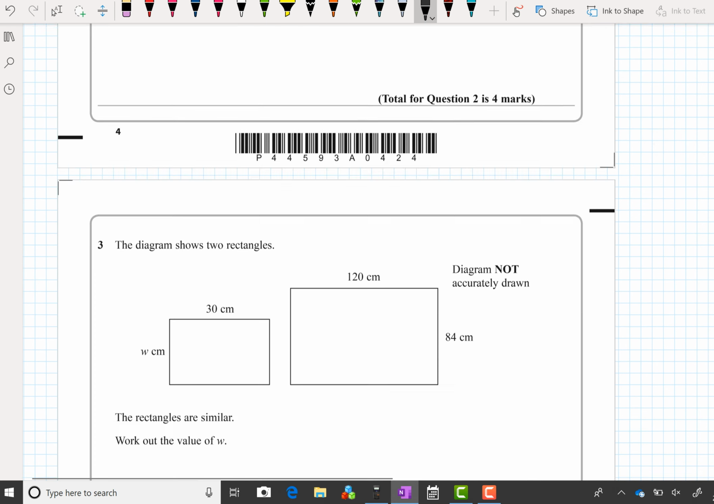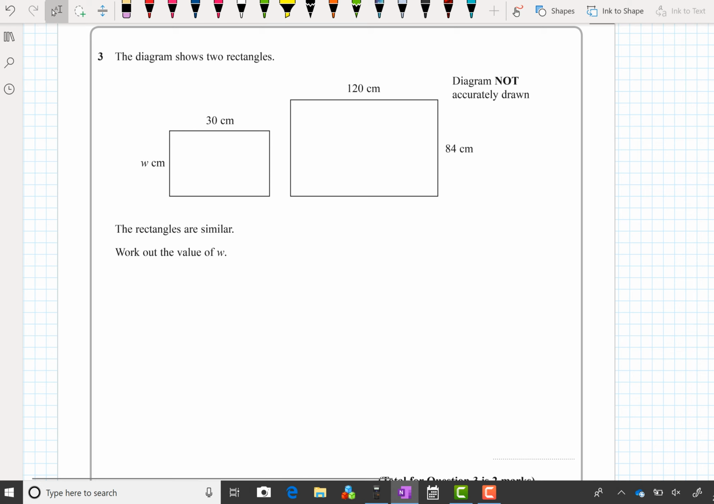Well, just showed it. The diagram shows 2 rectangles. Diagram not drawn accurately. Yes, some of you might be surprised about that, but this 120, that tiny thing, that's not 1.2 meters long.